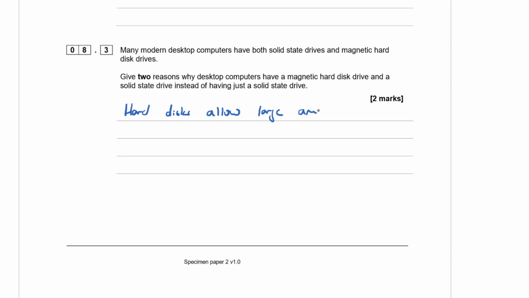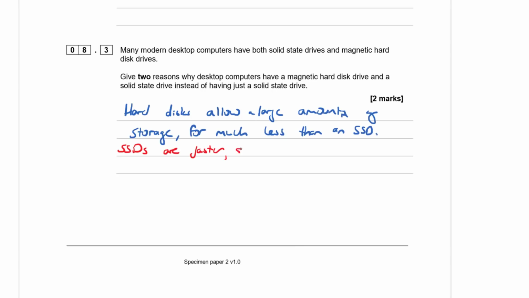so SSDs are quicker than hard disks, which is why they're used. Allow large amounts. SSDs are faster, so may store the operating system, for example. That's what a lot of them do. So they're much faster, so storing the operating system means you start up your computer a lot quicker, and storing applications on the SSD means they open quicker and so on.